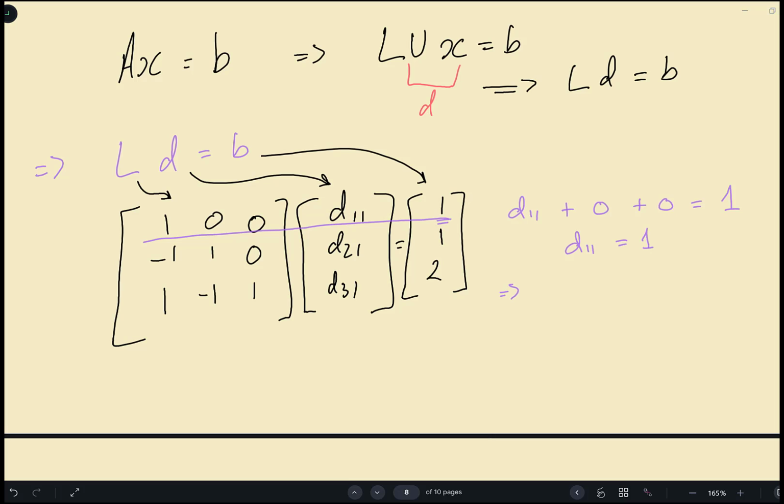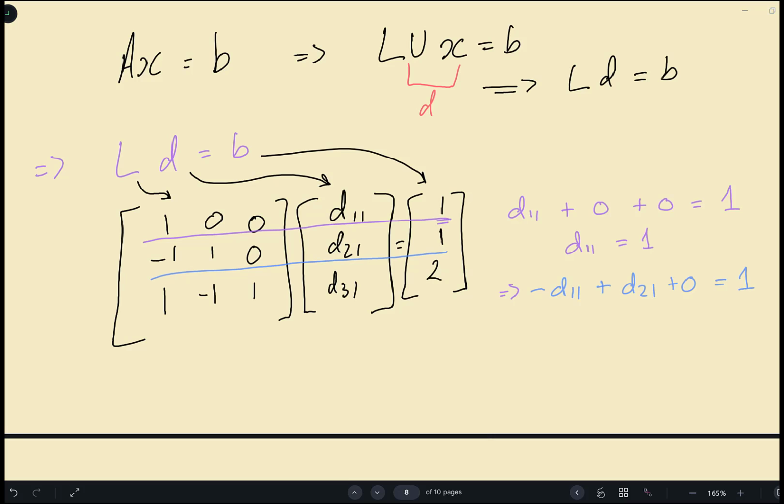Similarly, we look at D21 in the bottom. So now we're going to look at this second row here. Let's use another color. Let's just look at this second row. We're going to have negative 1 times D11. So this is negative D11. Plus 1 times D21. So this is D21. Plus 0 times D31, which is 0. And this will give us 1.